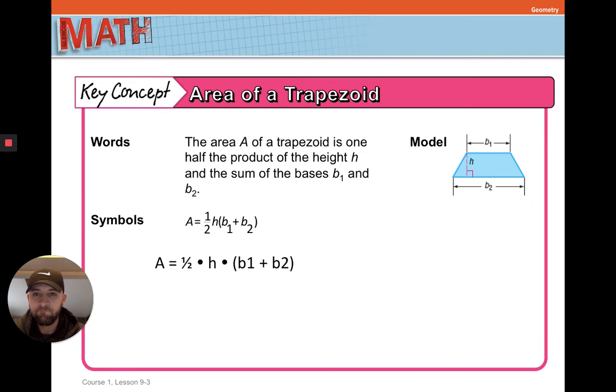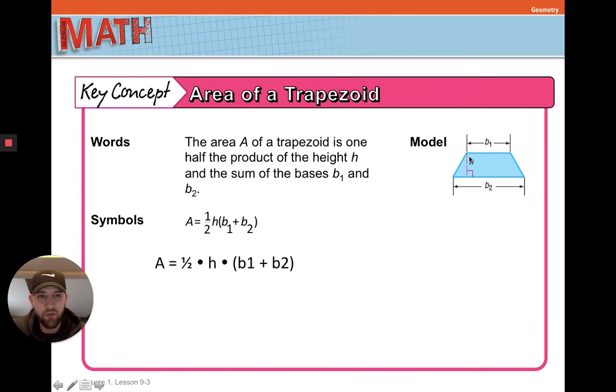All right, here we go. The area A of a trapezoid is 1/2 the product of the height, which is h, and the sum of the bases 1 and 2. So if you've never seen a trapezoid in your life before, here it is right over here. A trapezoid is a four-sided figure. It has two parallel sides, one on top, one on the bottom. These are called your bases. There are two bases in a trapezoid. Base 1 is normally on top, base 2 is normally on the bottom. These can be interchangeable. It does not really matter which one is which.